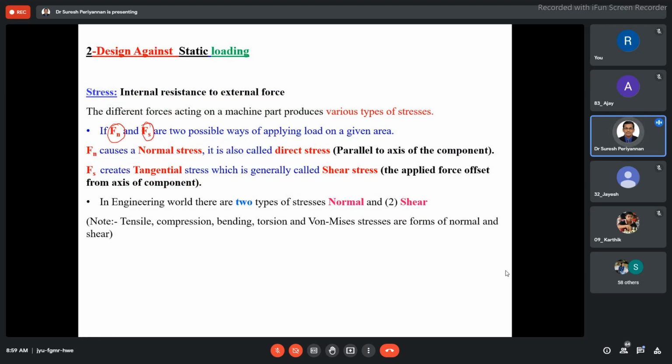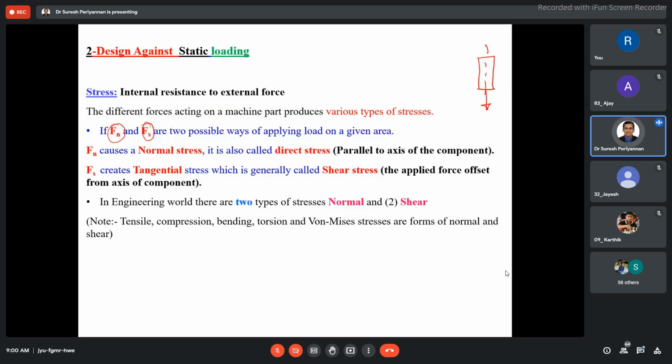When the load is acting parallel to the axis of the component, that is the axis of the shaft. The load must act on the axis of the shaft, and also be parallel to the axis of the shaft. Then we can say that it is normal stress. Now this is a normal stress, tensile stress.